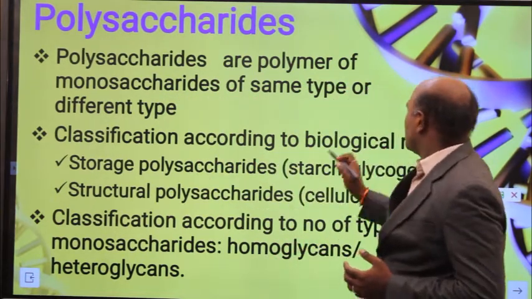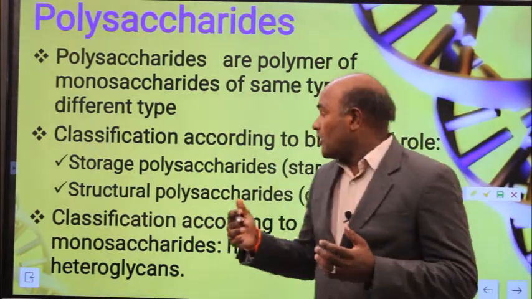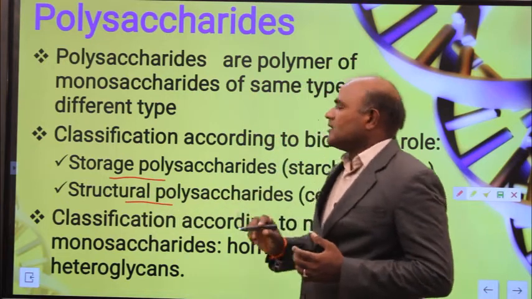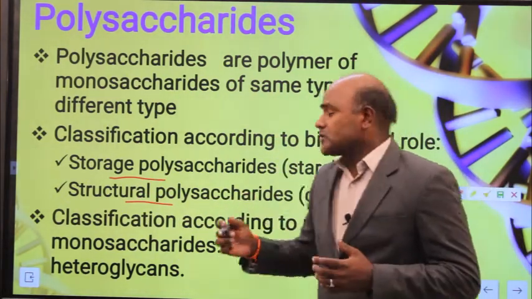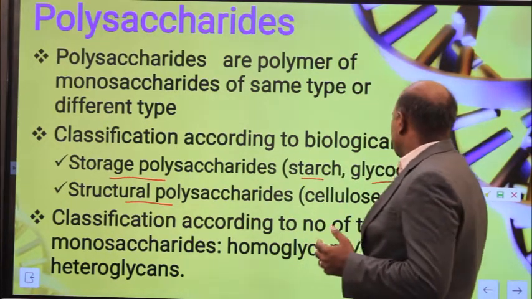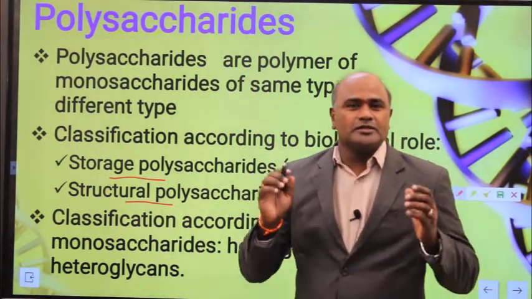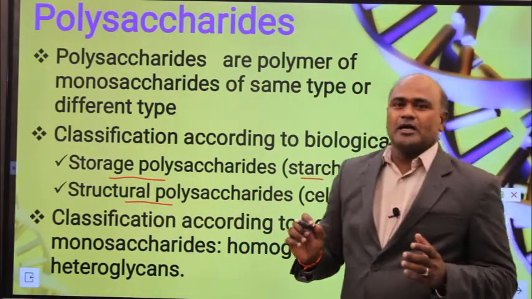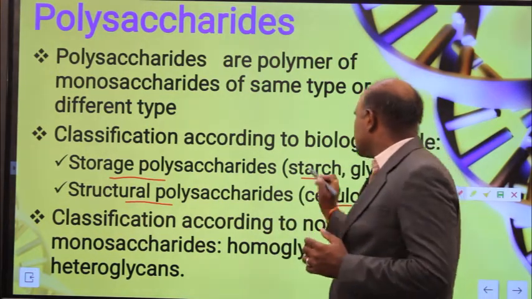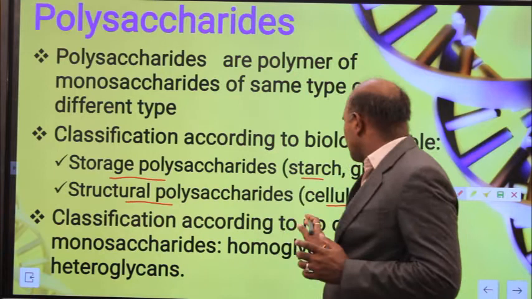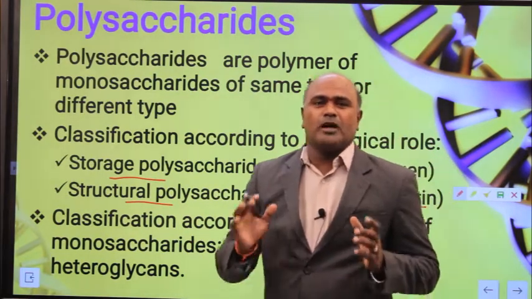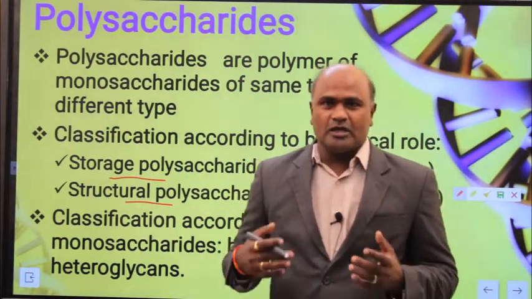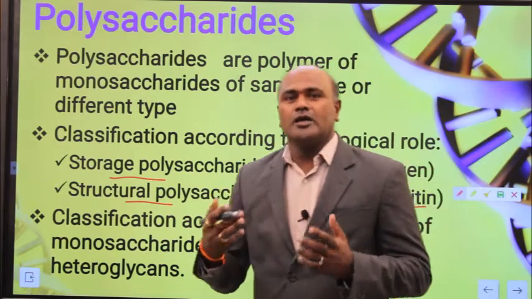Classification according to the biological role: storage polysaccharides and structural polysaccharides. What are examples of storage polysaccharides? Starch and glycogen. Coming to structural polysaccharides: cellulose and chitin. Classification according to the number of monosaccharide types: homoglycans and heteroglycans.